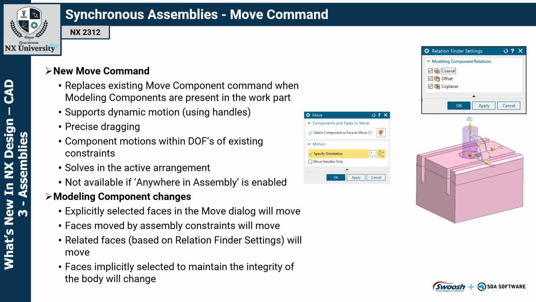So if you have assembly constraints that have been applied to that component between other components, your degrees of freedom will be restricted based on those different constraints that have been applied. This does solve in the active arrangement. It is not available if Anywhere Assembly is enabled.